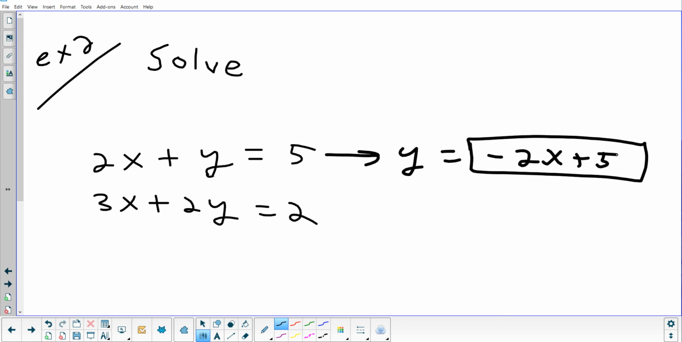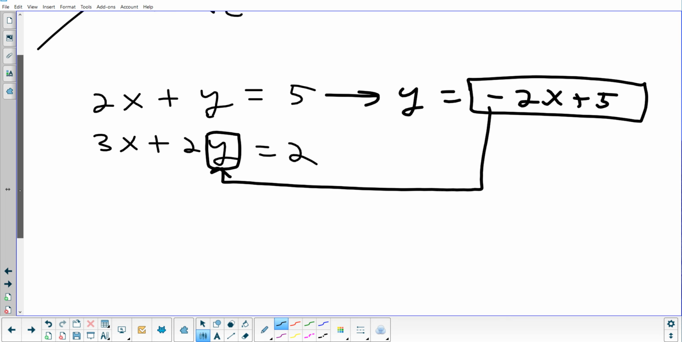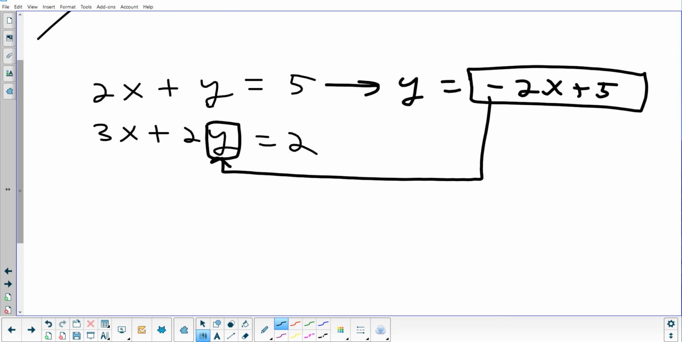Matt? Plug it in the second equation. For what letter? For y. Yep. I'm going to take that. We're going to fill it in right there. Does it always need to be the second equation, or the opposite one that you didn't use? It has to be the opposite one of the one you already used, whichever that one is.